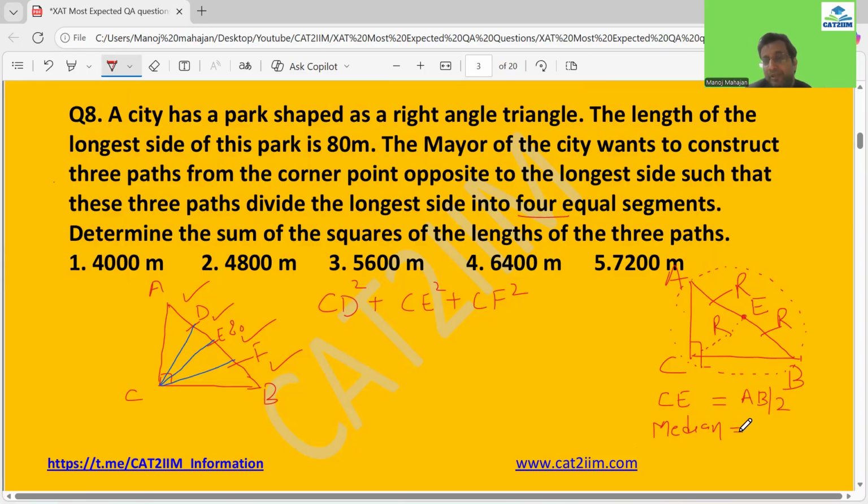So this is going to happen in a right angle triangle. Remember that from the vertex where you have 90 degrees, if you draw a median, that length would be half of the hypotenuse. So you have to remember this concept for sure.